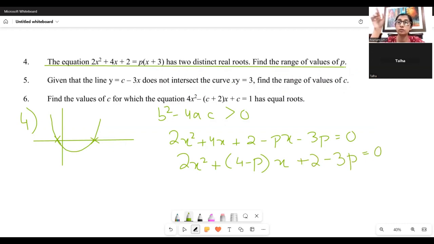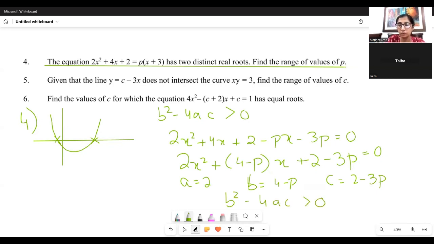Since there were two values of x, we had to take x common. So the coefficient of x is 4 minus p. And there are also two constant terms, 2 minus 3p. So a is 2, b is 4 minus p, and c is 2 minus 3p. So the discriminant is b square minus 4ac greater than 0.